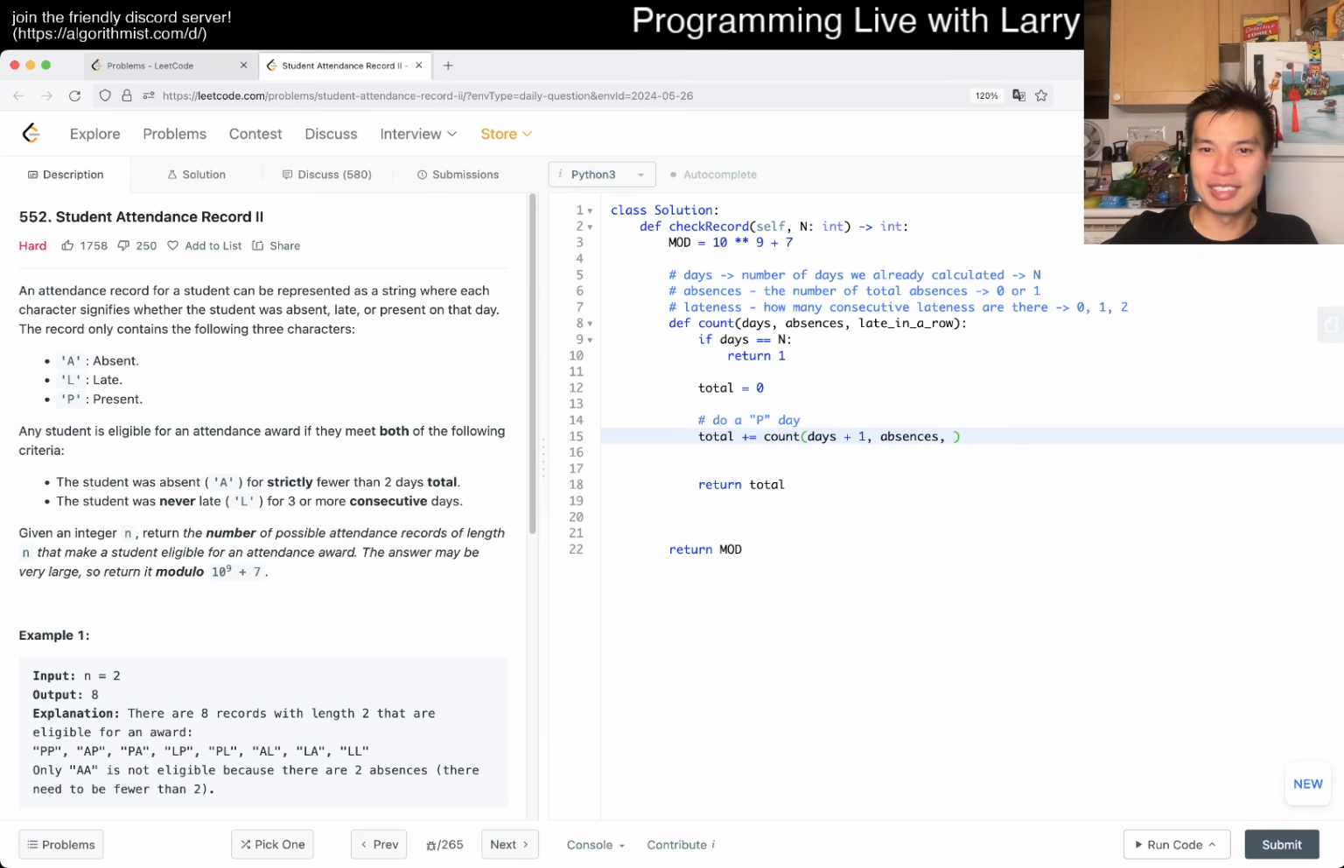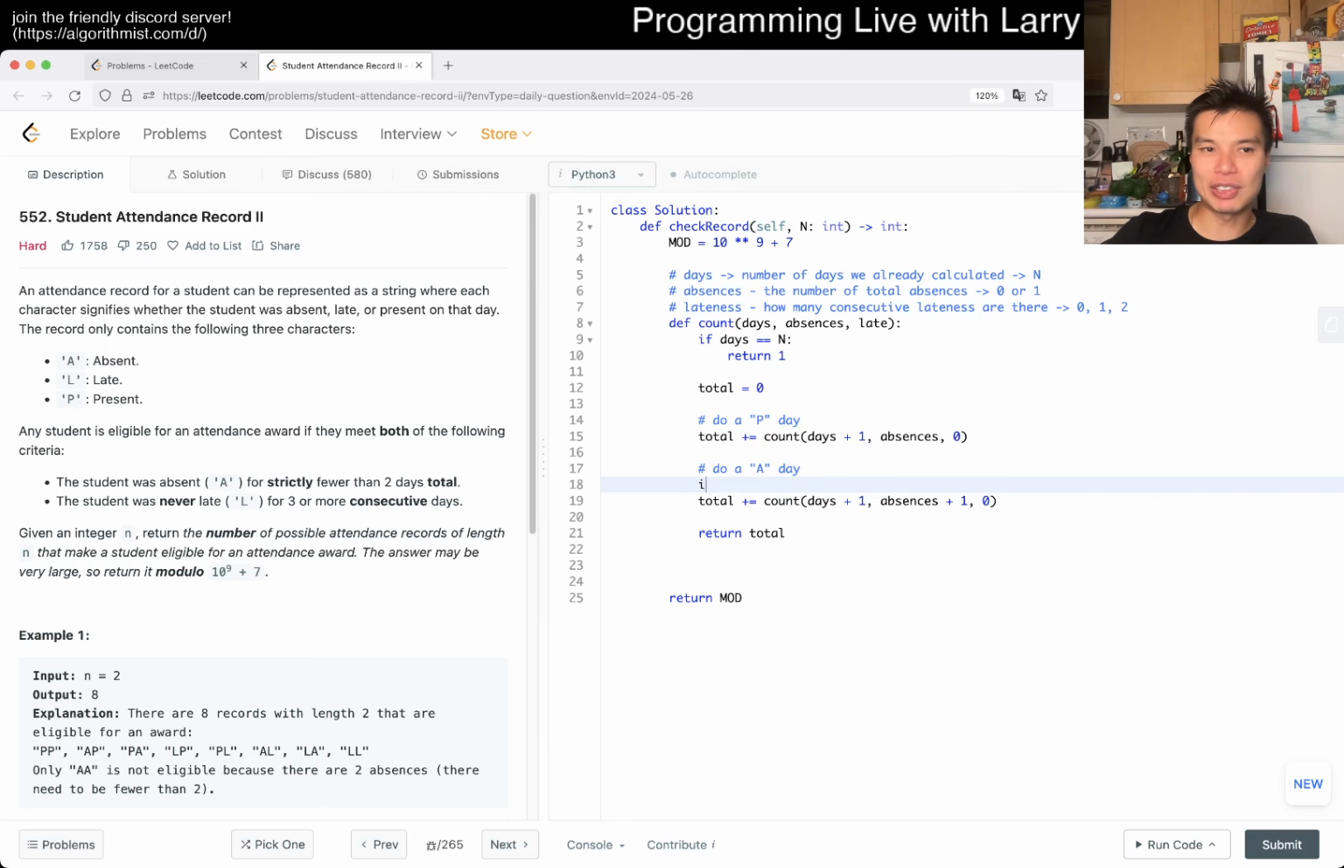And of course, in a row, it's going to be 0. So I'm just going to change this to late, and do a day, right? So then total, we do days plus 1, absences plus 1, and then 0 again because it's not a late day.